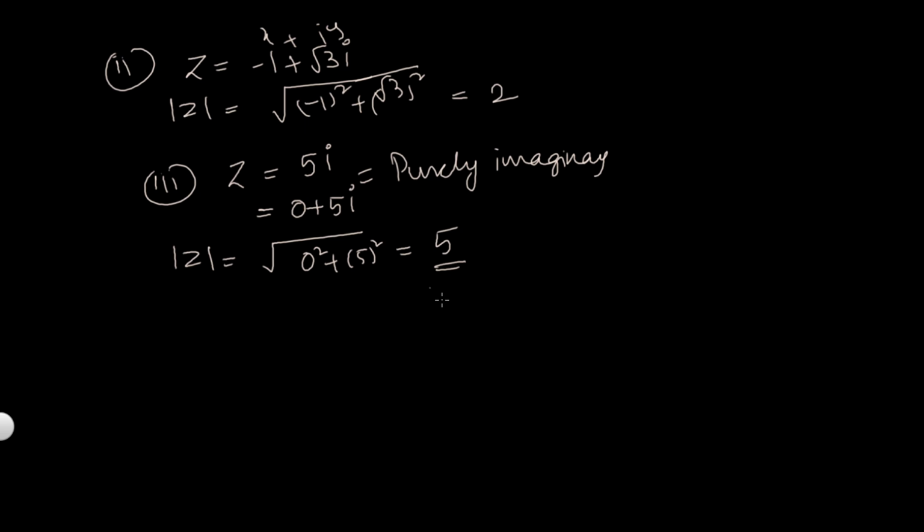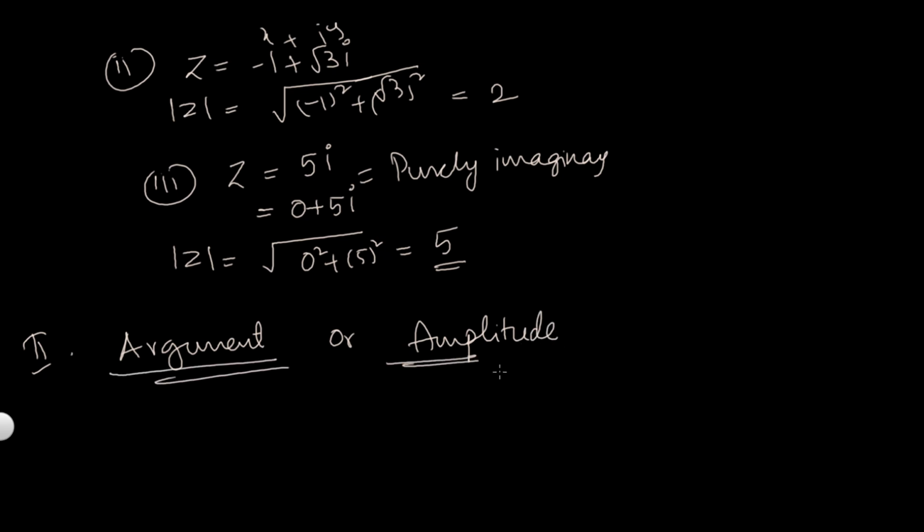The first concept is over. Next, let us go to the argument. It is a most important concept; the term will be repeated many times. Argument or amplitude of a complex number. So what is meant by argument or amplitude? The most important question, the most important concept.